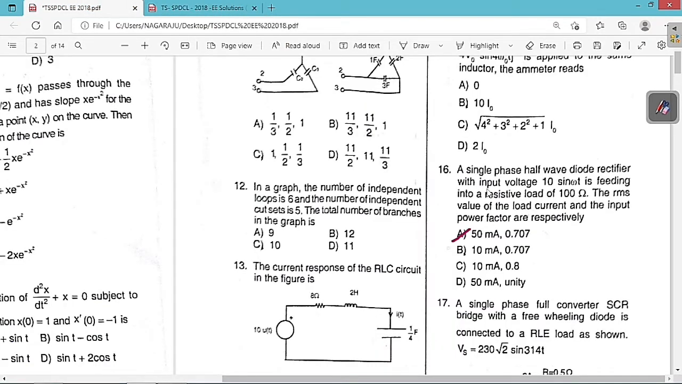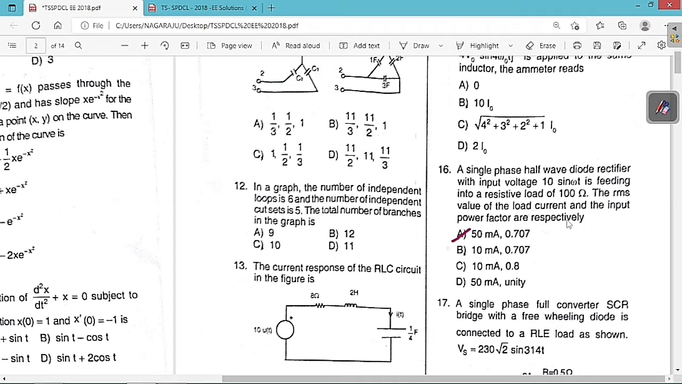See the question here. A single phase half wave diode rectifier with input voltage 10 sin omega t is feeding into a resistive load of 100 ohm. The RMS value of the load current and the input power factor are respectively. So basically in this question they have given a single phase half wave diode rectifier with input voltage 10 sin omega t feeding a resistive load of 100 ohm.